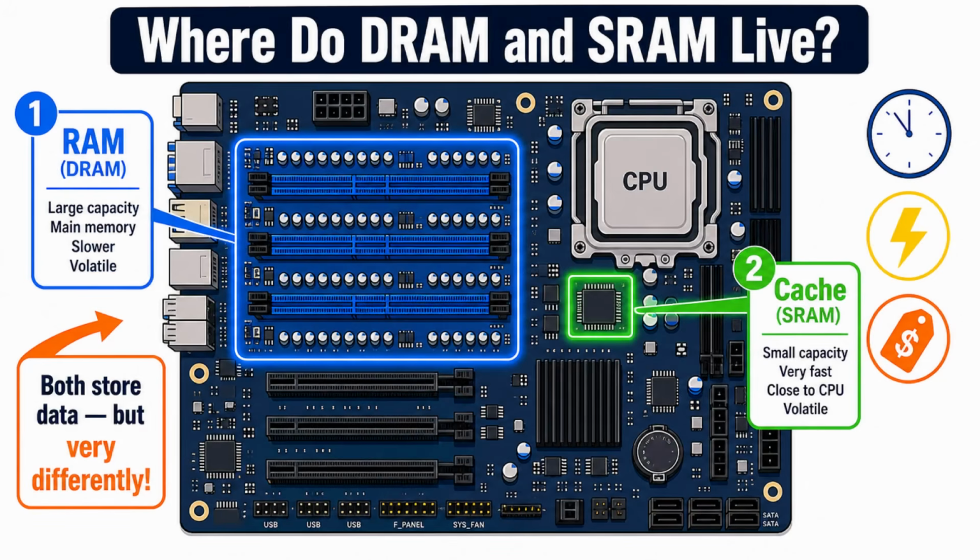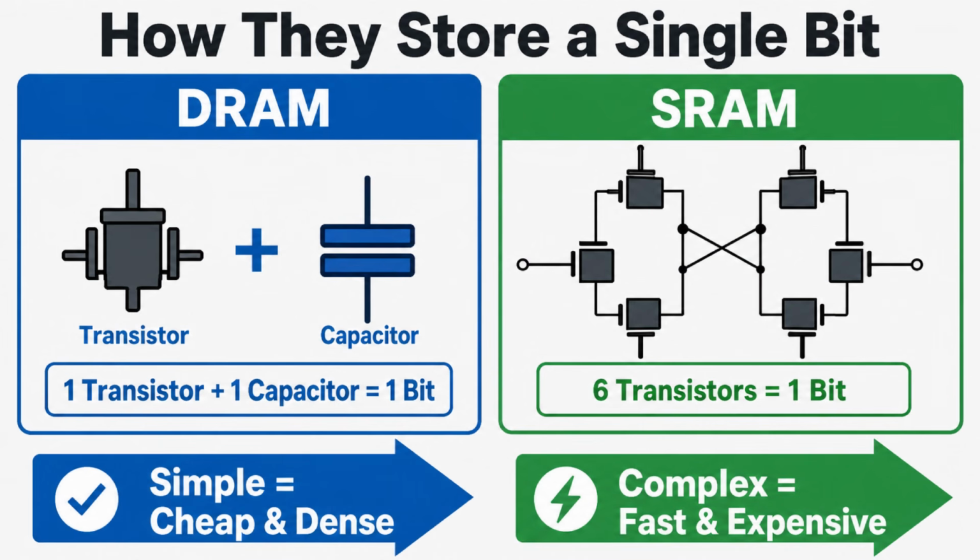Alright, so first, where do these things actually live? If you've ever opened a desktop PC, you've probably seen those long green sticks plugged into the motherboard. That's your RAM, and it's made of DRAM. But there's another type of memory hiding inside your CPU chip itself. That's SRAM. Both store data, but they do it in completely different ways. Let's start with the big question. How do they actually store a single bit of data?